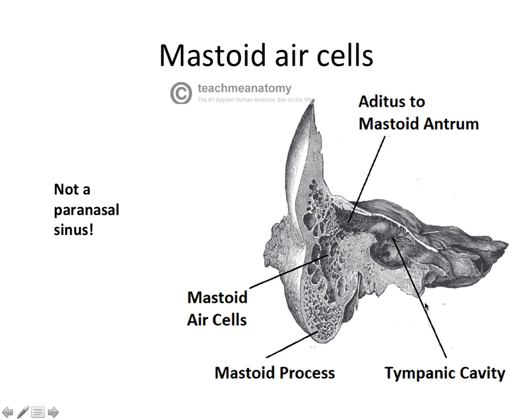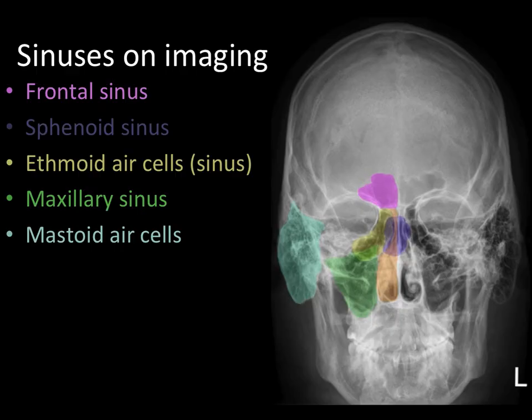And the reason that these are relevant is that, especially in young children, middle ear infections, which are extremely common, can actually pass through the mastoid antrum and into the mastoid air cells. And this results in mastoiditis, which is an incredibly painful condition and usually needs to be seen to medically quite promptly indeed. So how do these look on imaging?